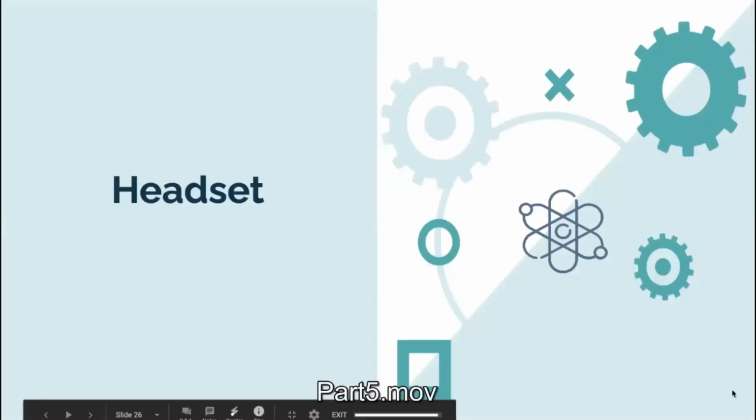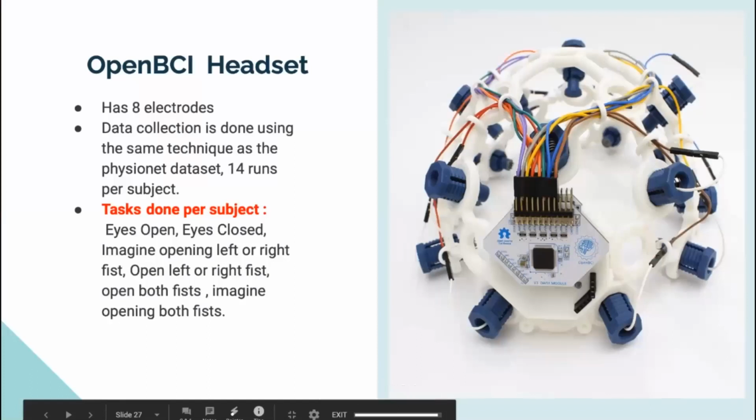Right now, we'll be discussing the headset. We're currently using the OpenBCI headset, the one shown in the picture here, and it has 8 electrodes. We've been working a lot with it, testing and collecting data. We're collecting data the same way that the PhysioNet dataset collected its data.